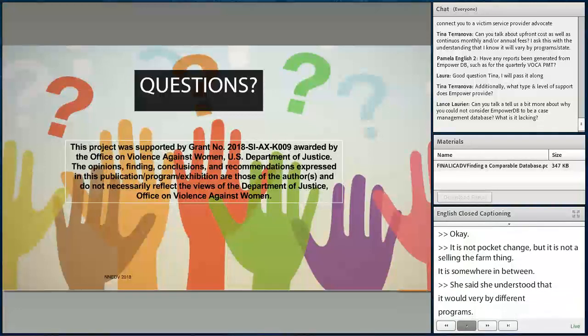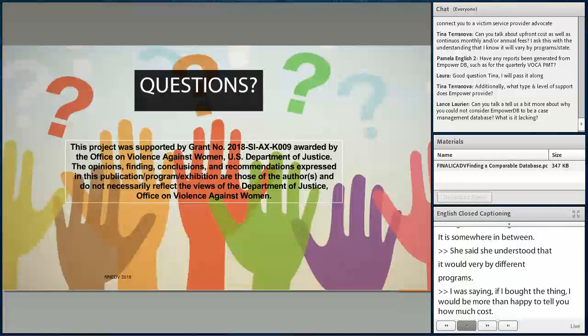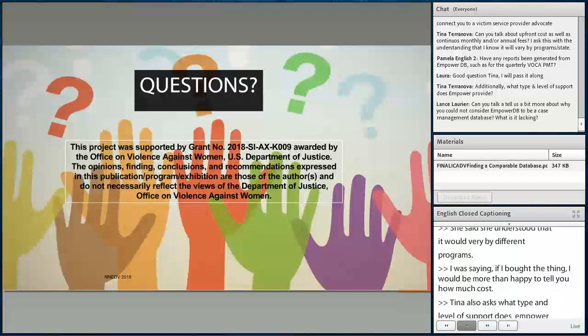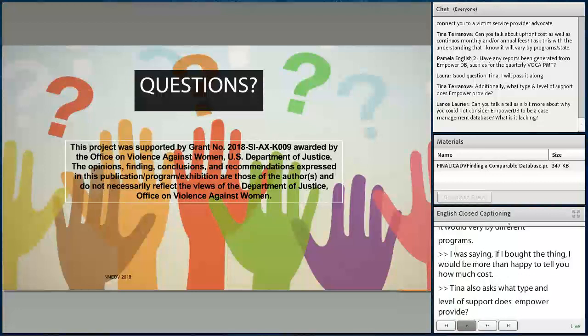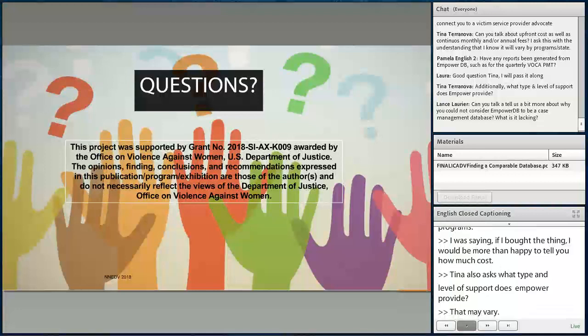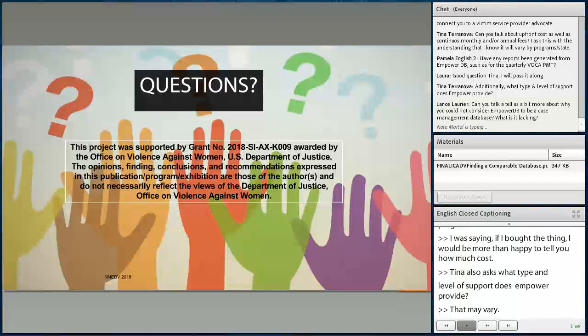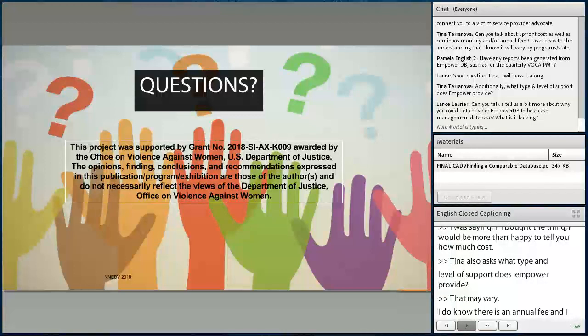Tina also asked, what type and level of support does Empower provide? That may vary. I do know there's an annual fee, and I guess it's like updated reports. You know, I think DVHTAC was just updated this week. It's already done, I believe. So it gets our major reports and pre-canned reports updated, and it gets us access to the vendor for major issues.